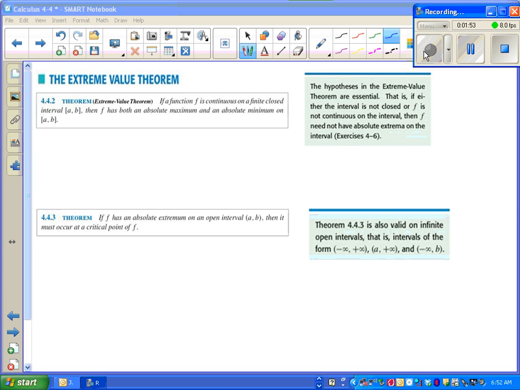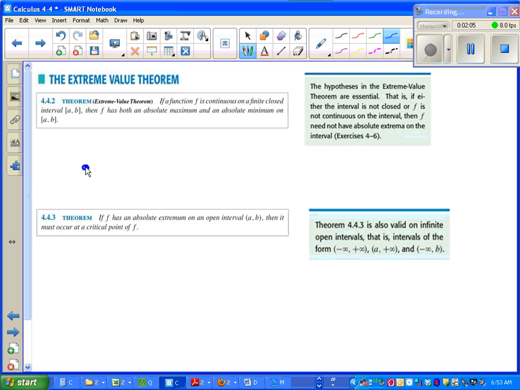The extreme value theorem basically tells us that if a function is continuous on a closed interval, then we must have an absolute max or min somewhere. Maximum and minimum somewhere. Think about that. We're on a finite interval, and we're continuous. That means we have endpoints. There's no way to connect 2 points without having a maximum somewhere and a minimum somewhere.